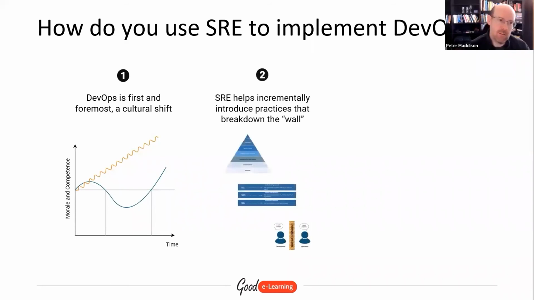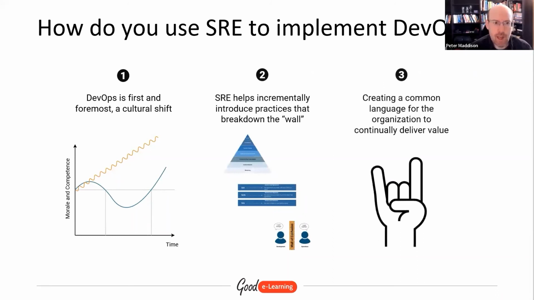SRE helps because these incremental practices help break down the wall between development and operations and delivery, and all across the organization. They can create a common language for what we mean by service delivery, and that is exactly what we're looking to do with DevOps. So this ties in beautifully to help us implement DevOps. And so this is how we get to the continual delivery of value. The value delivery we started to talk about right at the very beginning of the presentation, and that's why this is so critical. And this is why SRE is a fantastic way to go about implementing your DevOps practices. The two work hand in hand.